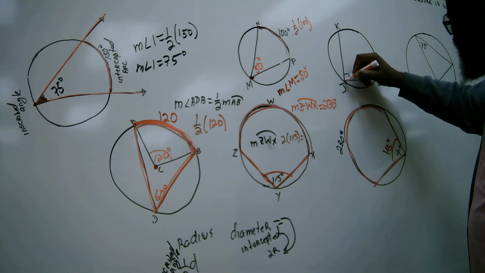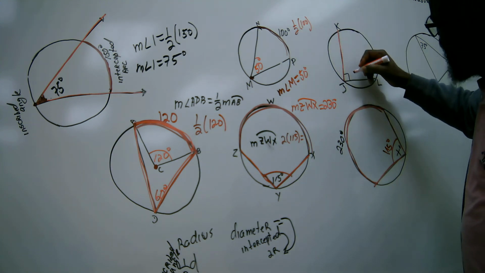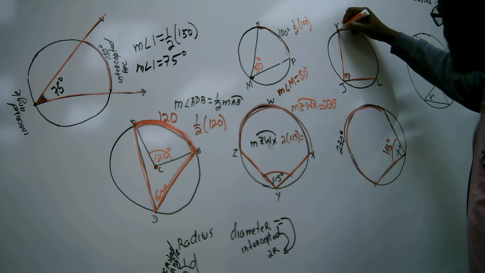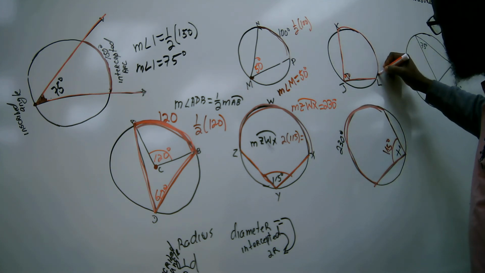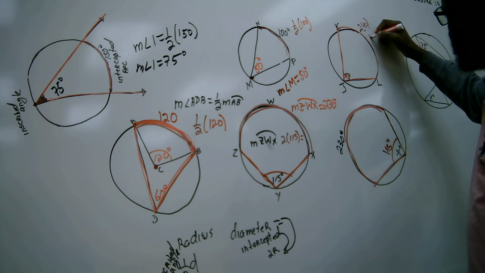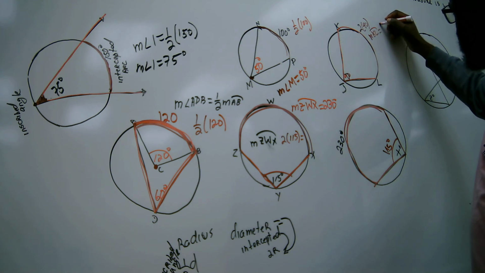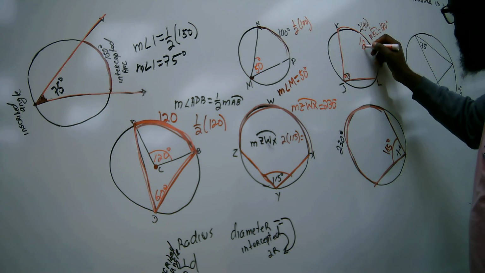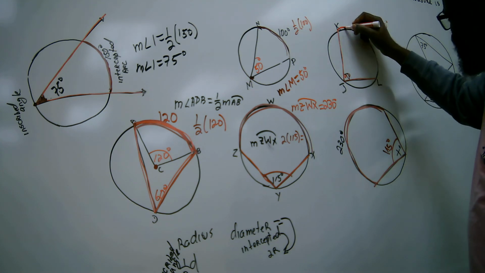Here, angle J is the right angle, meaning this is a 90-degree angle. So I need to find the intercepted arc KL. I'll say 2 times 90, that will give me the measure of arc KL. In this case, KL will be 180 degrees. This arc will be 180 degrees. Then you're done.